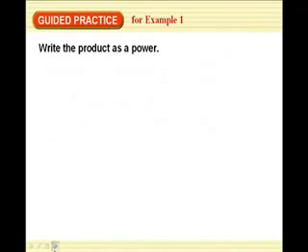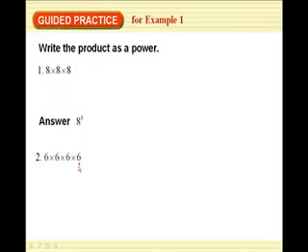So let's look at some guided practice that you're writing along with me right here. Here we have 8 times 8 times 8. 8 is the repeated factor, so 8 is the base. So we have 8, and how many times is it repeated? 3 times. 8 to the 3rd. Here we have 6 to the 4th. It's 6 times 6 times 6 times 6. So the repeated factor is 6, and it's repeated 4 times. So we have 6 to the 4th. That works out good.